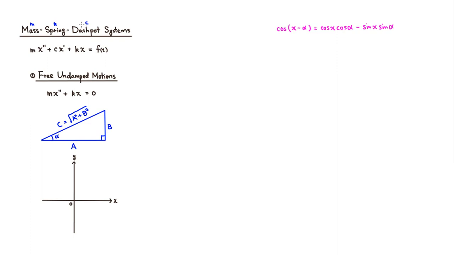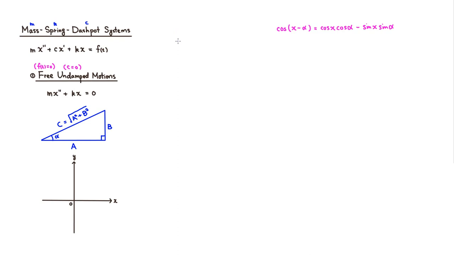Alright, so let's look at the free undamped motions where the dashpot is removed. Free just means that there's no external force, so f of t in this case is 0, and undamped means that the dashpot is removed, so c is going to be equal to 0. So we have this equation mx double prime plus kx is equal to 0. Let's try to solve this equation.